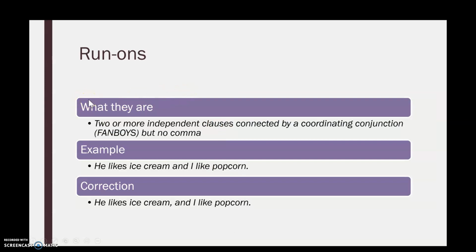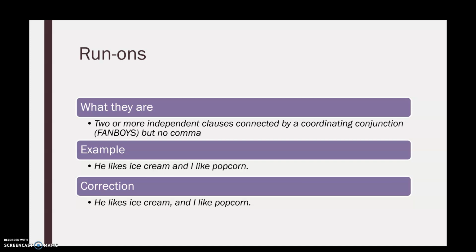Run-ons. What run-ons are, generally when we're talking about them, are two or more independent clauses connected by a coordinating conjunction but no comma. So they're kind of the opposite of a comma splice. Example: "He likes ice cream and I like popcorn." Correction: "He likes ice cream, comma, and I like popcorn." I tend to think that with these, because you already have the coordinating conjunction there, it's just easier to throw in the comma.